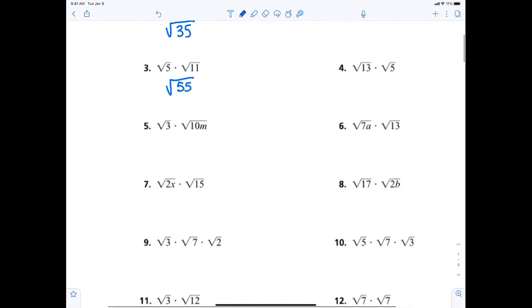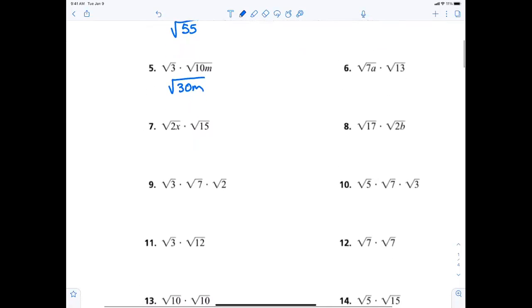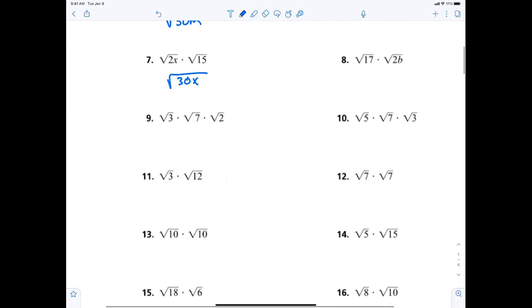So then when we look at number 5, we just say that's radical 30m. Then number 7, we just say that's radical 30x. And then we have radical 42. Anybody lost or having trouble? All right, yeah, it's this easy. All right, now we start something new.